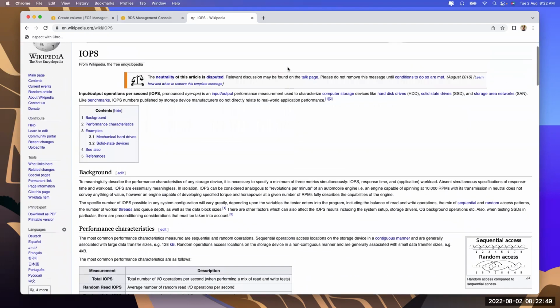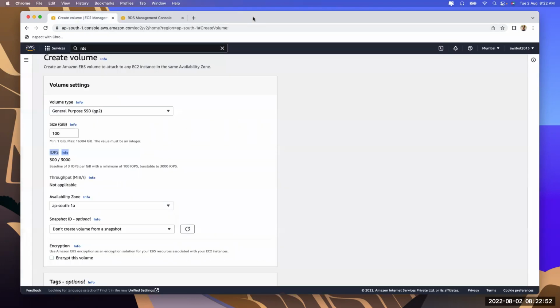If I have better IOPS, it means my storage or my hard disk is actually better. So I have the option of GP2, which supports up to 300 IOPS. If in case I need more IOPS, AWS will automatically increase it to a limit of 3000. Now, how does this number actually come? Let's talk about that. You see, it says baseline of 3 IOPS per GB.